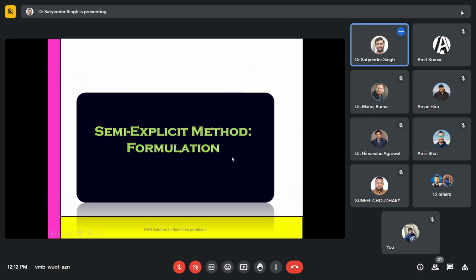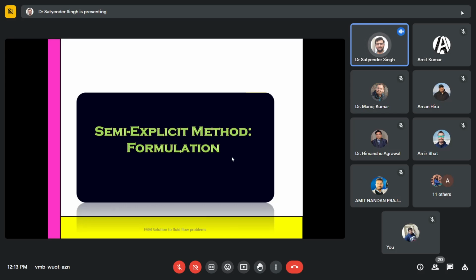So now comes the solution of the Navier-Stokes equation, and the approach that we use is called the semi-explicit or semi-implicit approach. I'm telling you the semi-explicit method today, and later an algorithm for the semi-implicit method will also be shown to you. There will be only one difference between explicit and implicit methods. In the semi-explicit method, some terms will be used at the n level and some will be used at the n plus 1 level.